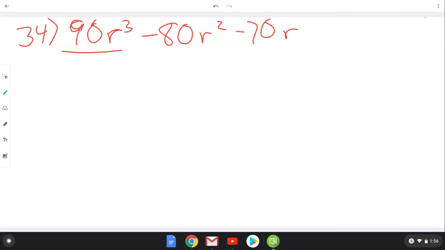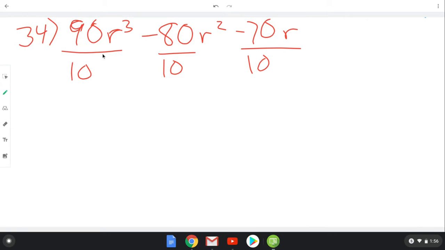If I divided each of these by 10, I would get nice whole numbers, right? 90 divided by 10 is 9. 80 divided by 10 is 8. 70 divided by 10 is 7. So if I divide by 10, I'm going to get nice whole numbers.